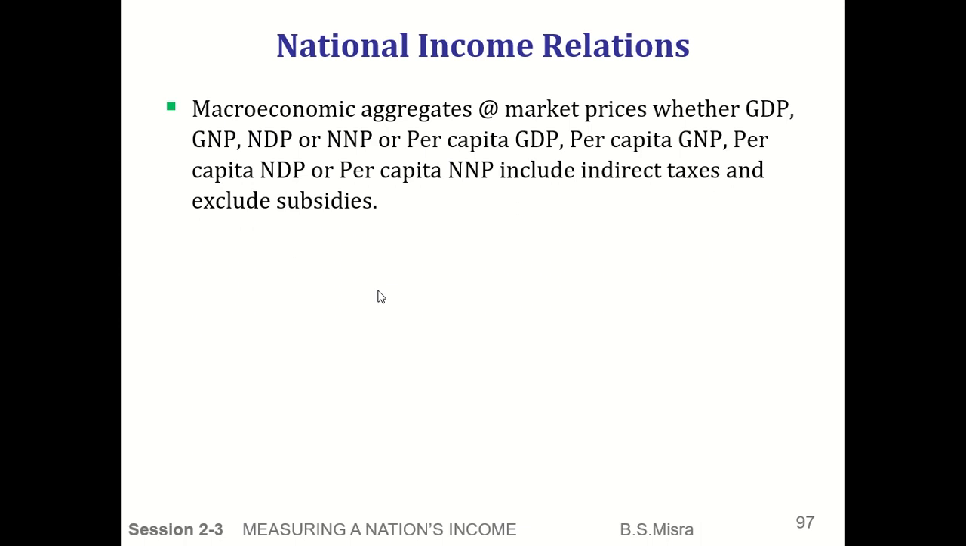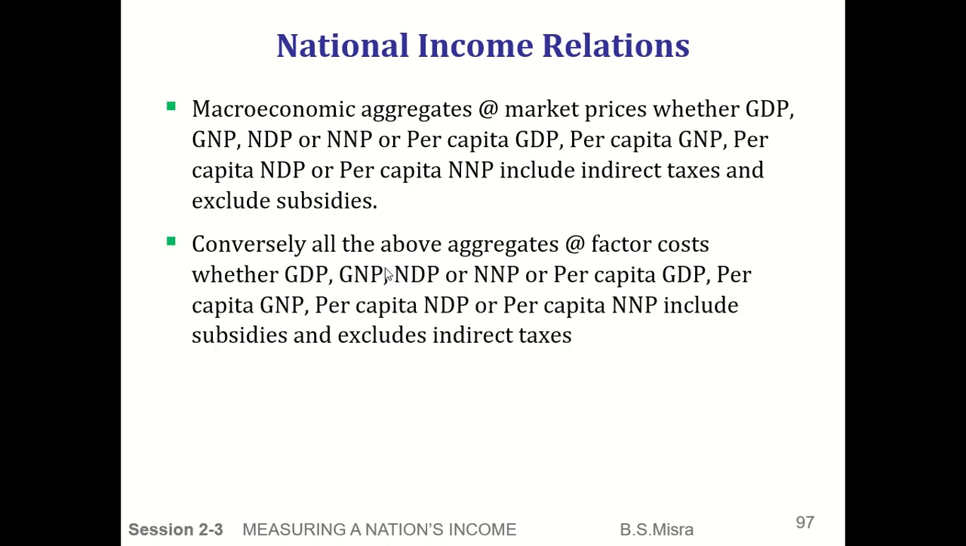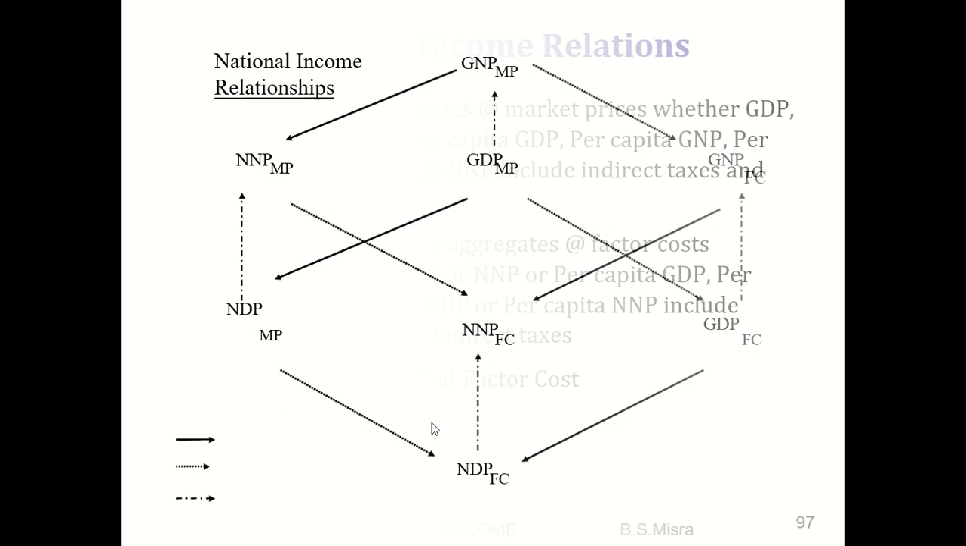So in general, macroeconomic aggregates at market prices, whether GDP, GNP, NDP, NNP, per capita GDP, a host of variables, once we say market prices, they will include indirect taxes and exclude subsidies. And by the same token, when I'm measuring a particular macro aggregate at factor cost, they will include subsidies and exclude indirect taxes. And national income is nothing but NNP at factor cost.